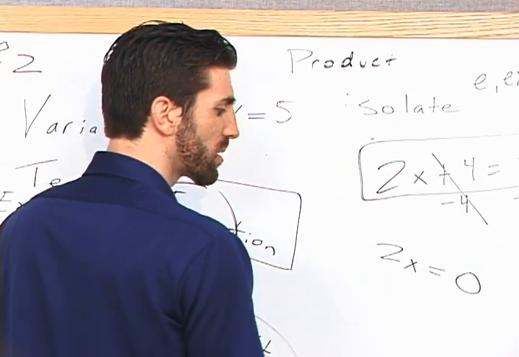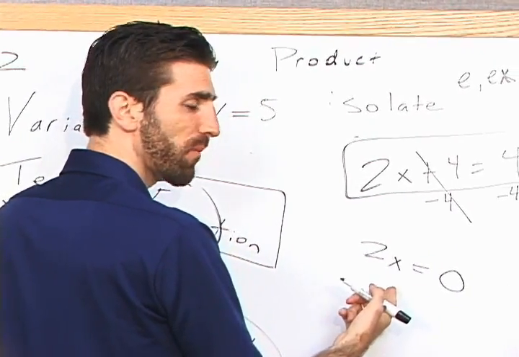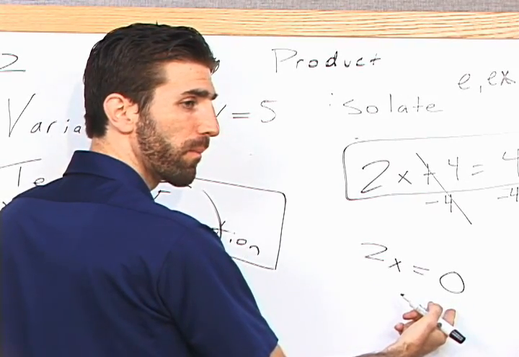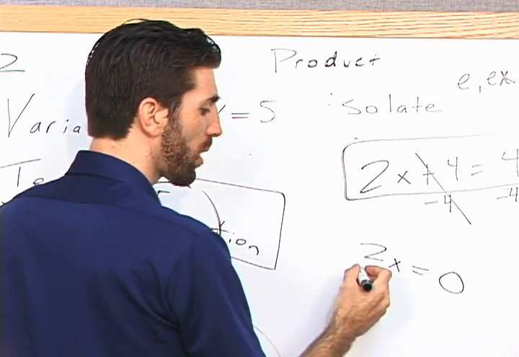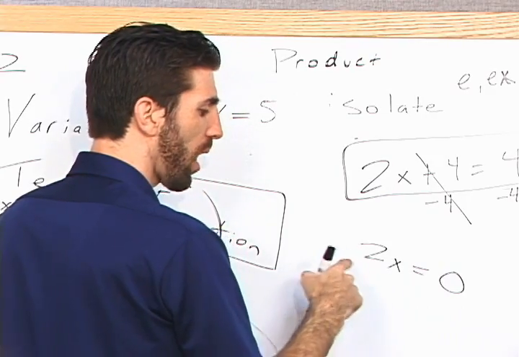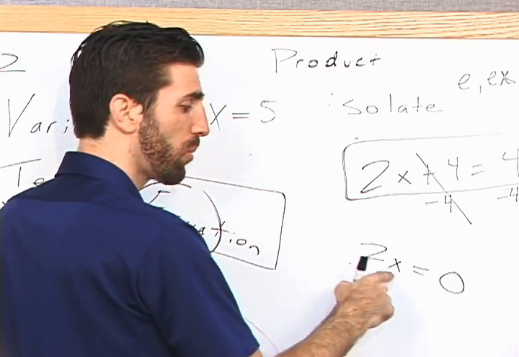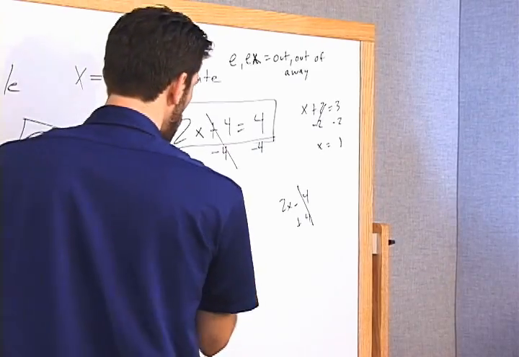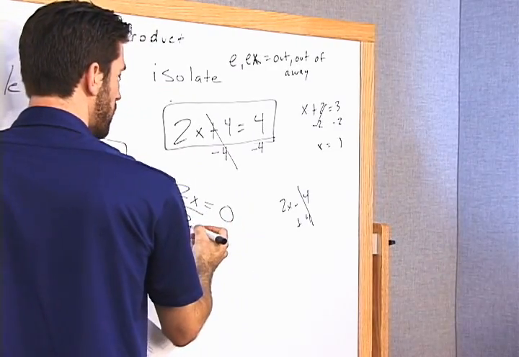Now we're thinking, oh, what is this? Well, 2x, 2 times some variable equals 0. Now we can do something where we're going to do the opposite of what's going on in this term. In this case, it's a product, it's a multiplication. We're going to do the opposite of that. So we're going to divide by 2.